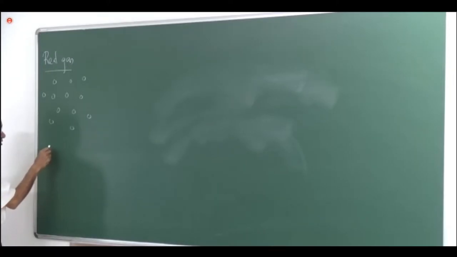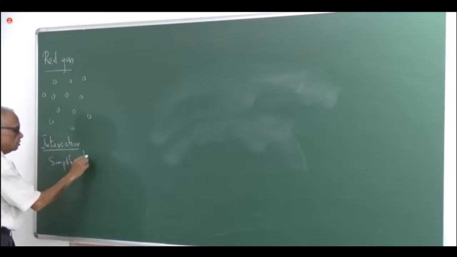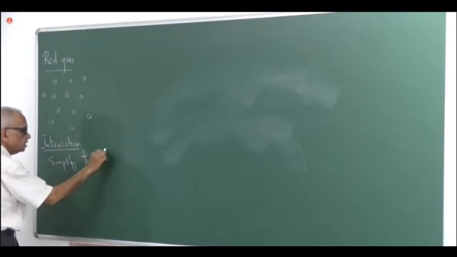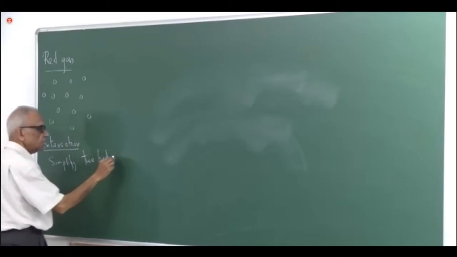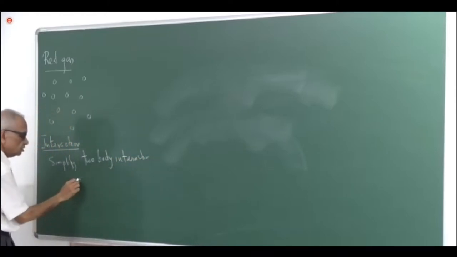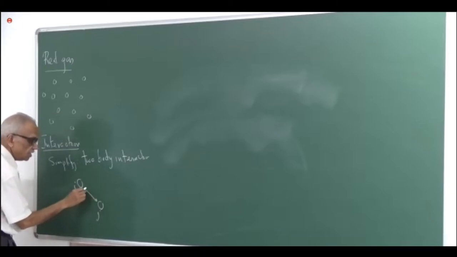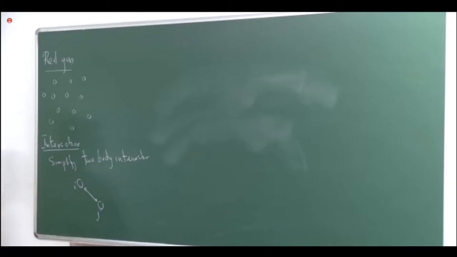First thing that we will do is simplify the interaction by taking only two-body interactions. So that means particle I and particle J interact with no reference to other particles.